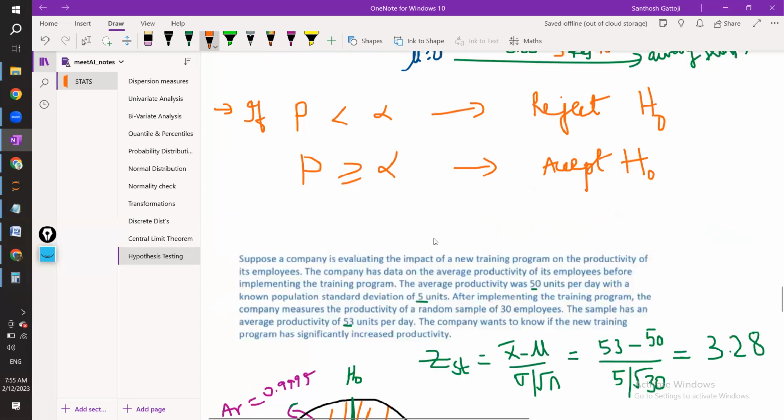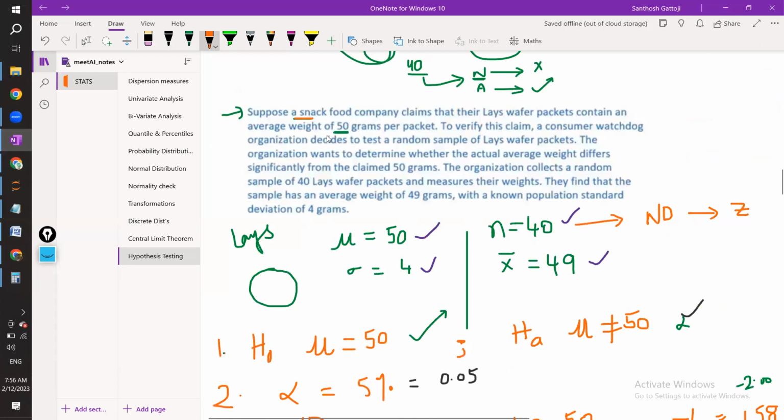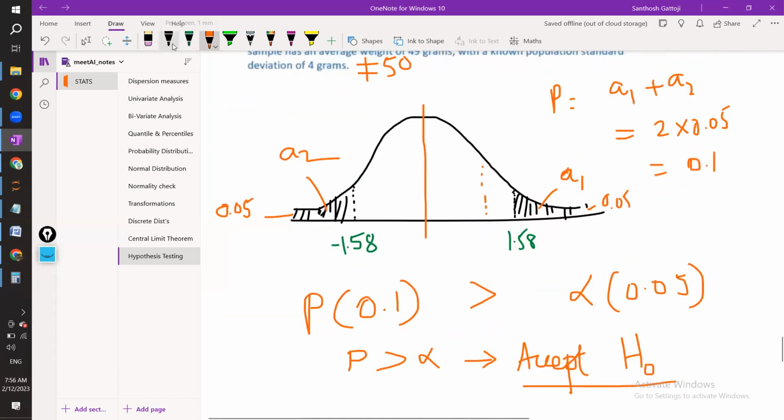Also, in the previous example, if you see our critical region, our Z statistic is not falling in the critical region. It is moving away from the critical region, so you need to accept the null hypothesis. That means whatever the wafers company is claiming, that it is 50 grams, is actually true. Similarly here also, you need to accept the null hypothesis. Is that clear, Santosh? This is how you can interpret the values of p, guys.